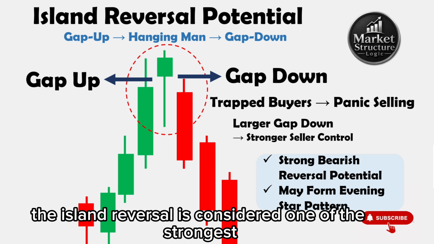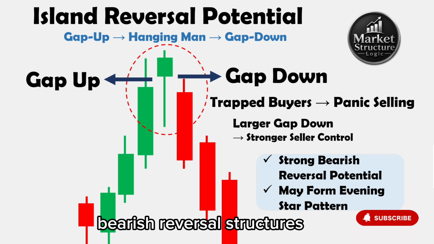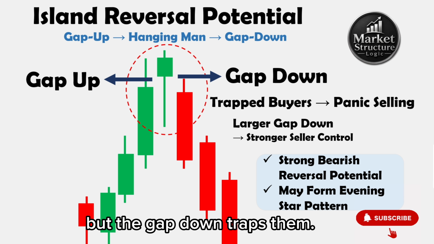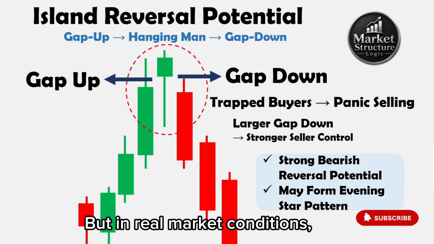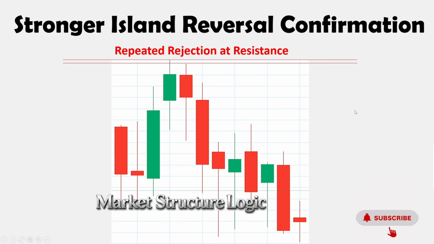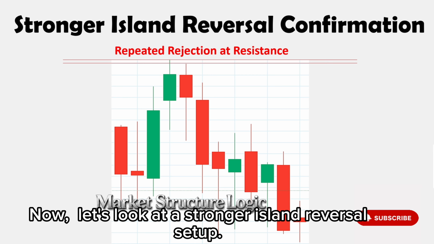That's why the island reversal is considered one of the strongest bearish reversal structures in technical analysis. The gap up attracts buyers, but the gap down traps them. But in real market conditions, the island reversal structure can sometimes become even stronger. Now let's look at a stronger island reversal setup.